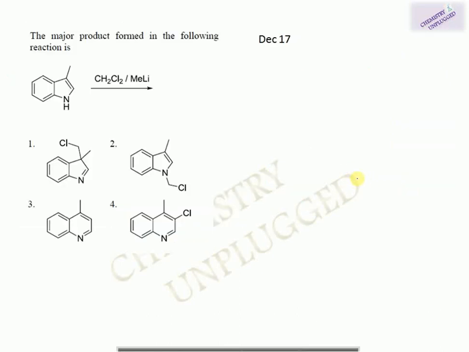It is from December 17 CSIR NET. In this reaction we are using CH2Cl2 in the presence of methyl lithium. These two will lead to the formation of a carbene. So what will be the reaction? The first step is the removal of this H. This methyl lithium will remove this proton and lithium will attach in place of it. In the next step, LiCl will be removed and we have a carbene here.